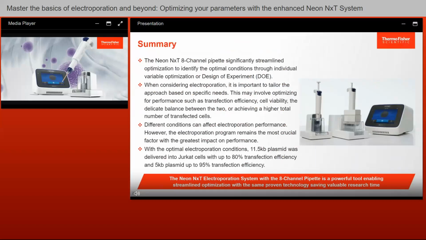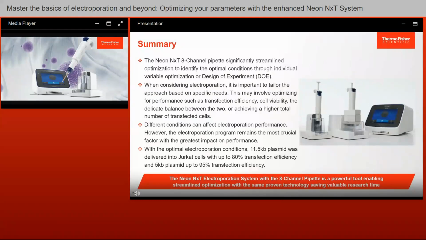To summarize, the Neon NxT 8-channel pipette significantly streamlined optimization to identify the optimal conditions through individual variable optimization or design of experiments. When considering electroporation, it is important to tailor the approach based on specific needs. This may involve optimizing for performance such as transfection efficiency, cell viability, the delicate balance between the two, or achieving a higher total number of transfected cells. Different conditions can affect electroporation performance. However, the electroporation program remains the most crucial factor with the greatest impact on the performance.